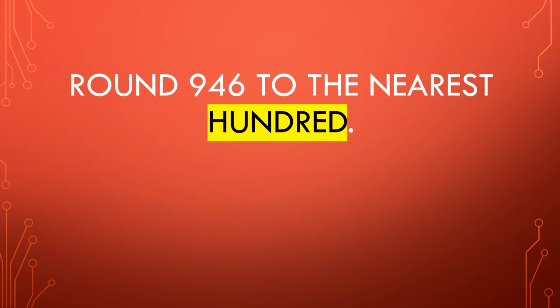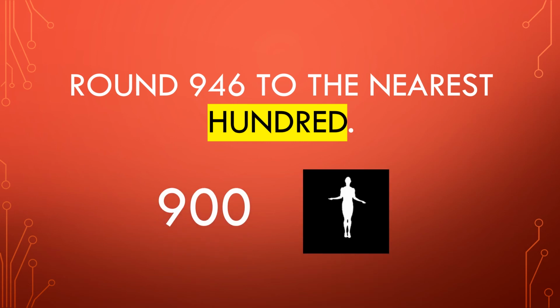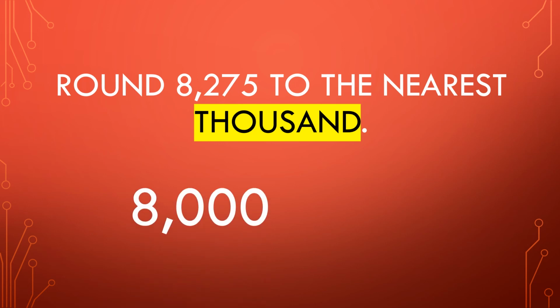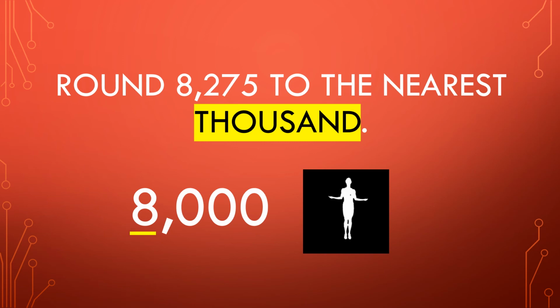Excellent. Round 946 to the nearest 100. Between 900 and 1,000 is where 946 is. 946 would roll back to 900. Give me 9 jump ropes. Round 8,275 to the nearest 1,000. Think about where that number falls between two thousands, the 8,000 and the 9,000. That's right, it rounds to 8,000. Great job. 8 more jump ropes and you are finished.